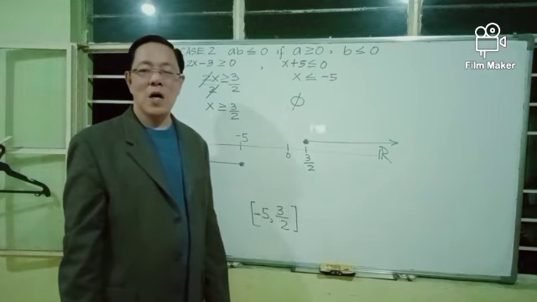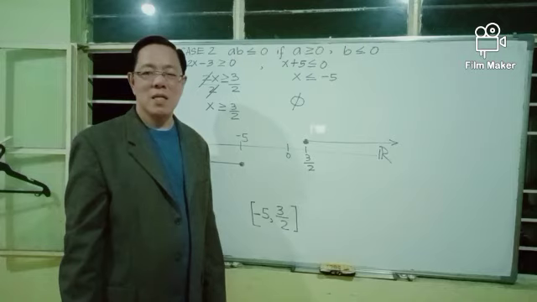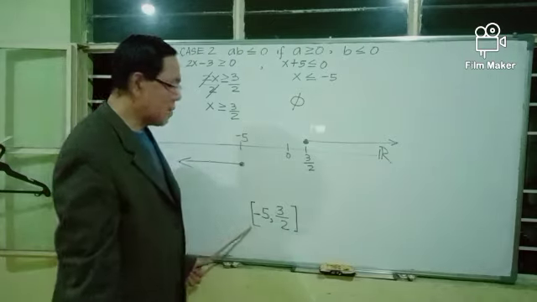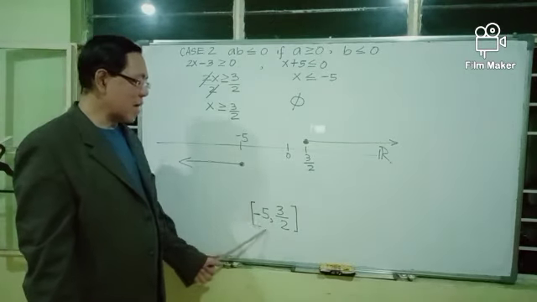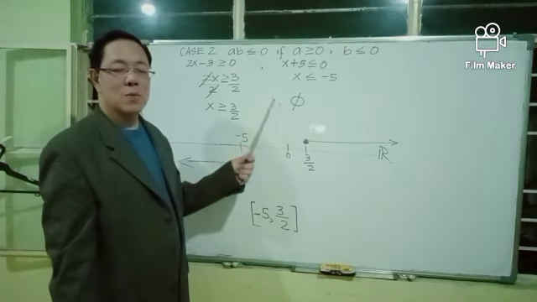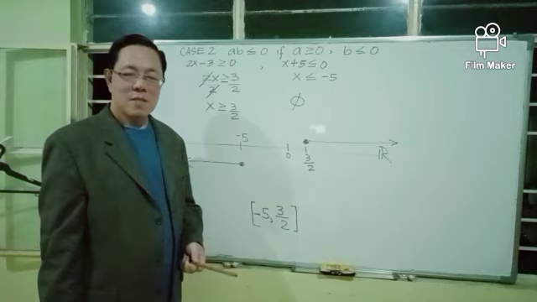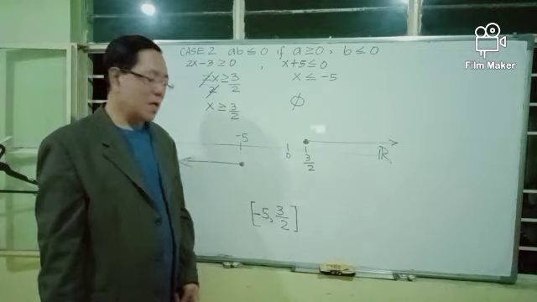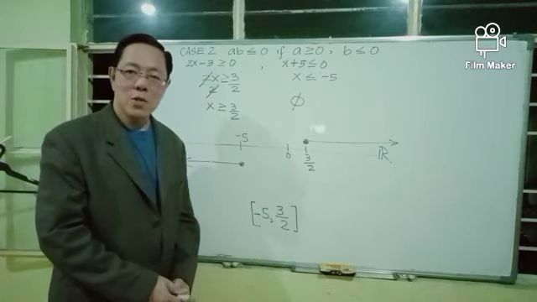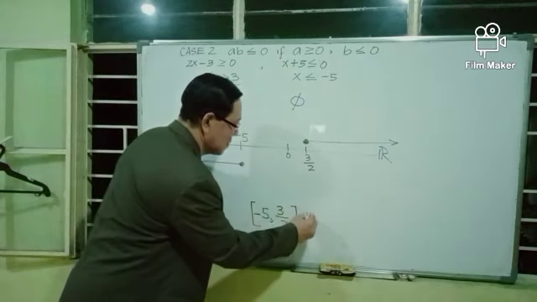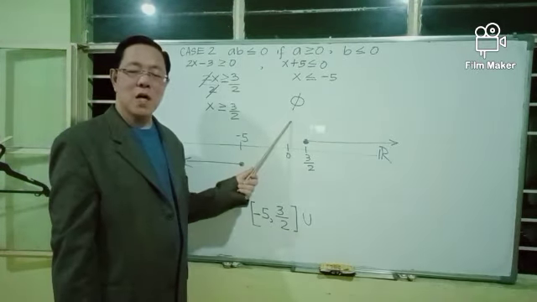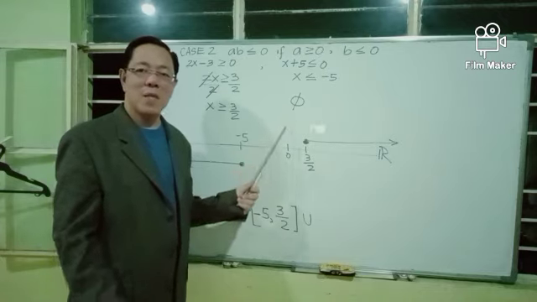Now, the solution of the given quadratic inequality is the union of the solution of case 1, which is given by the closed interval negative 5 and 3/2, and the solution of case 2, which is an empty set. Thus, the solution for example 1 is this closed interval negative 5, 3/2 union the solution of case 2, which is the null set or empty set.